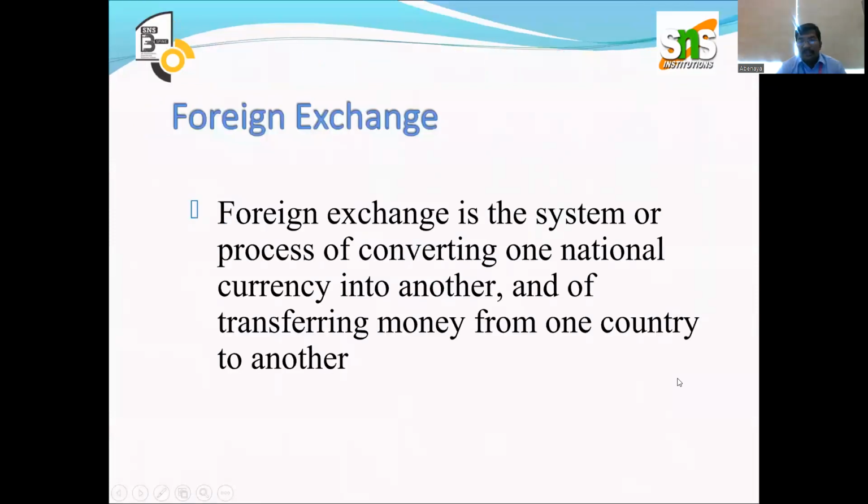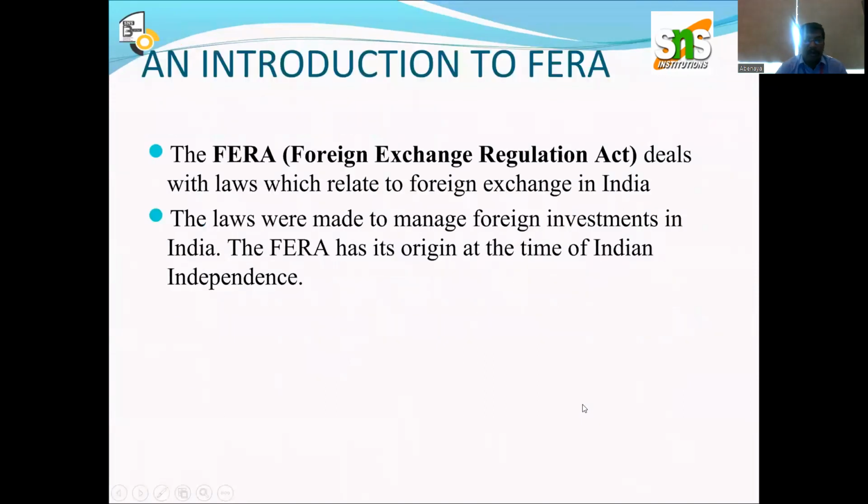So what do we mean by foreign exchange? Foreign exchange is the system or process of converting one national currency into another and of transferring money from one country to another. In our country, India, it's the rupee, but in the US it's the dollar, and in the UK it's the pound. So if you're doing import and export, the currency will also change, transferring money from one country to another.